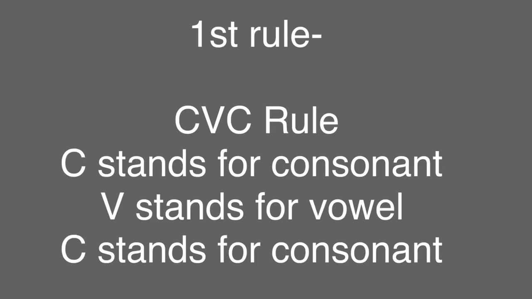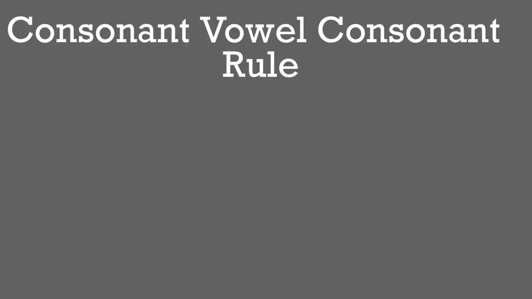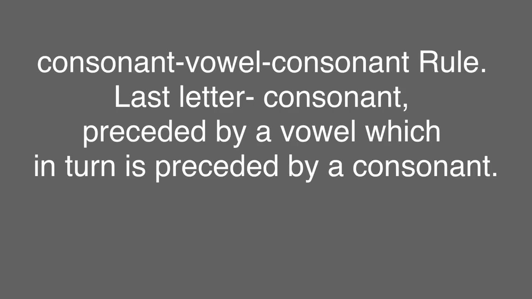The first rule is the CVC rule. C stands for consonant, V stands for vowel, and C stands for consonant. So it's the consonant vowel consonant rule. If a verb ends with a consonant and the last letter, that is the consonant, is preceded by a vowel, which is again preceded by a consonant.